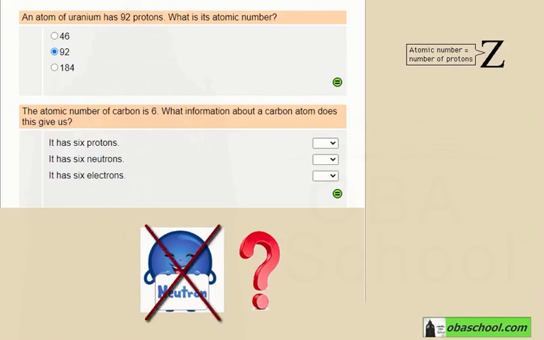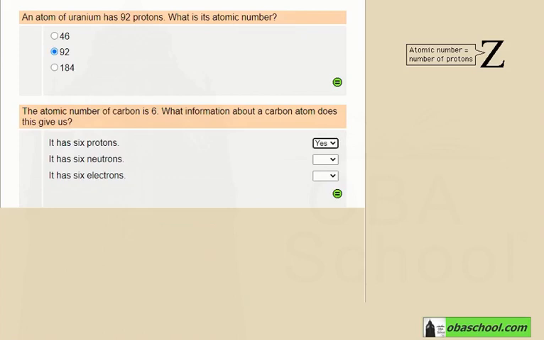So since it has 6 protons, which is equal to the atomic number, it will have 6 electrons as well. Since it's a neutral atom, however, the atomic number will convey no information about the number of neutrons. So even though we know the atomic number of carbon, we cannot know if it has 6 neutrons or not.